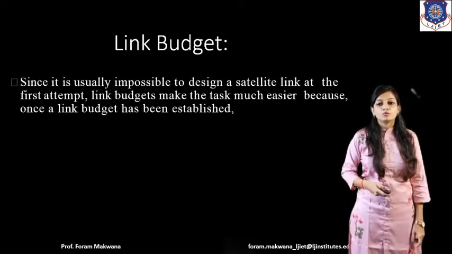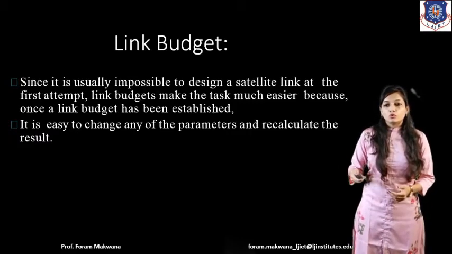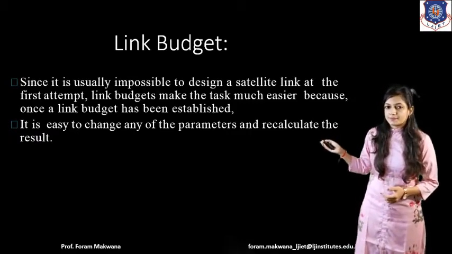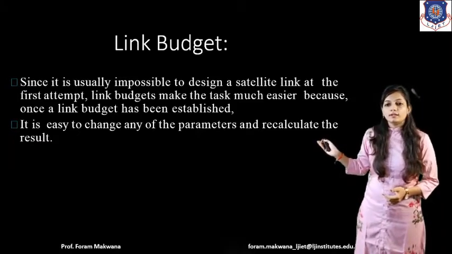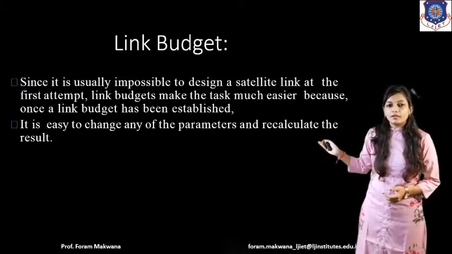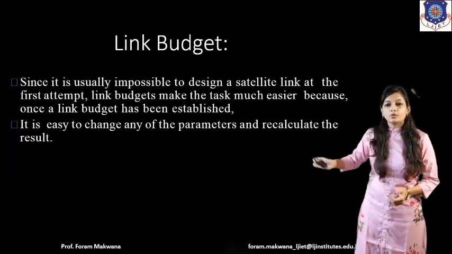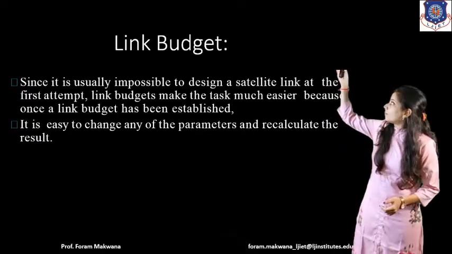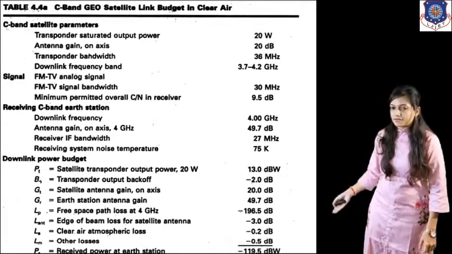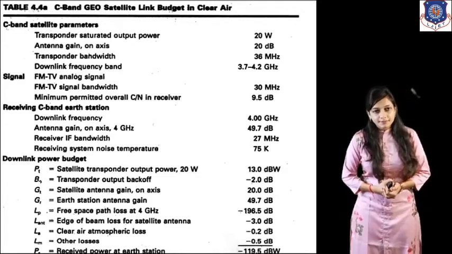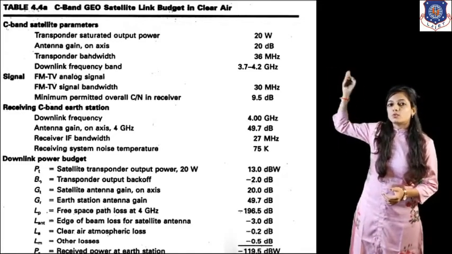That's why we are going to derive the carrier to noise power ratio with the help of the link budget equation. How we are going to do that, with one example. Before that we need to go through different steps. Before doing the calculation, it is easy to change any parameter and recalculate the result with the help of the link budget. This is the tabular way to calculate a link budget for a C-band GEO satellite.